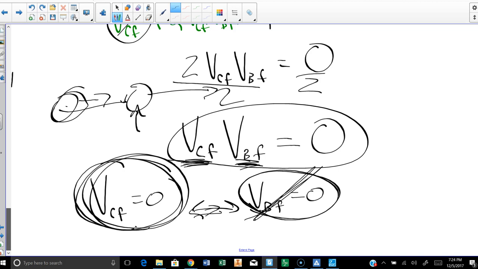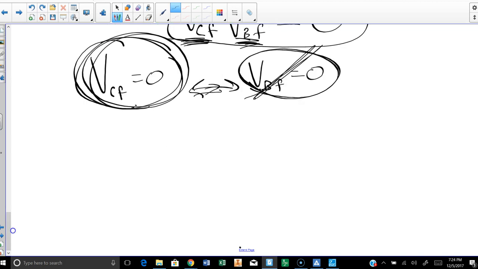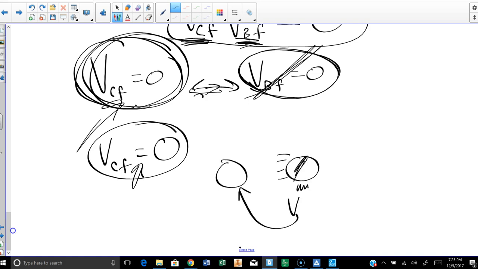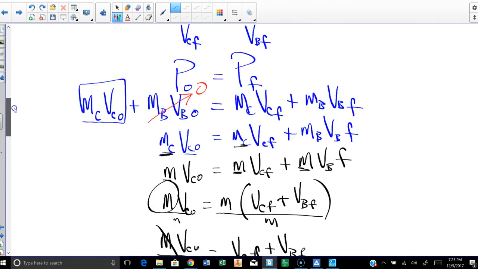So what we're going to take away from this is that the VCF has to come to rest. And this is a result, I believe, of the fact that the masses are the same. So the final velocity of the cue ball is zero. Well, wait a second. They have the same mass. Therefore, if this cue ball stops, the other one has to have all of its momentum. And if it has the same mass, it should have the same velocity that the cue ball had originally. Interesting.